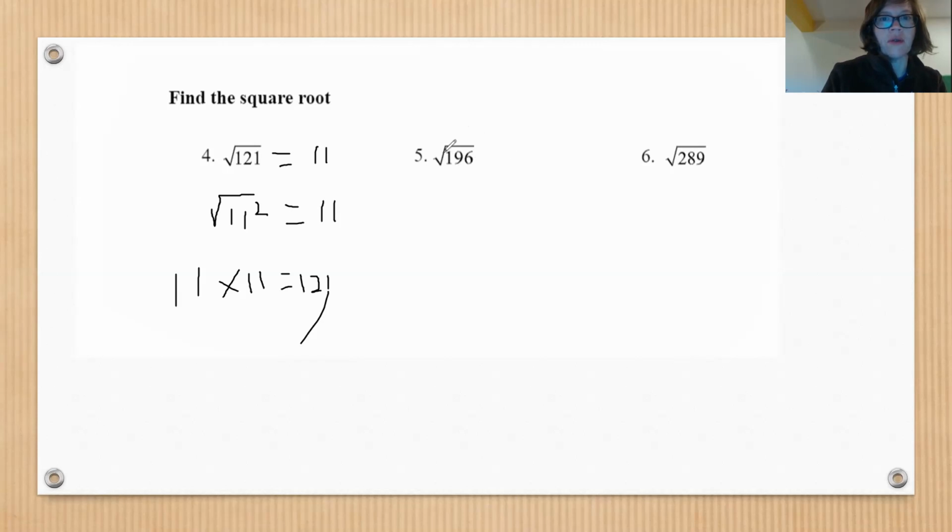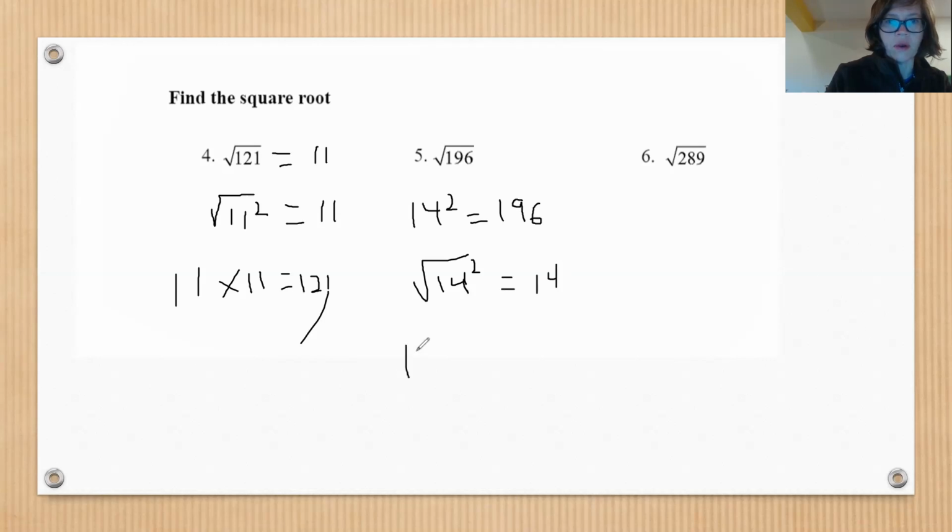I'm seeing that I need to find the square root of 196, right? So I know that 14 squared gives me 196, right? So if I'm trying to find the square root of 196, that's like saying the square root of 14 squared, which would be 14, because we know that 14 times 14 gives me 196. So the square root of 196 would be 14.